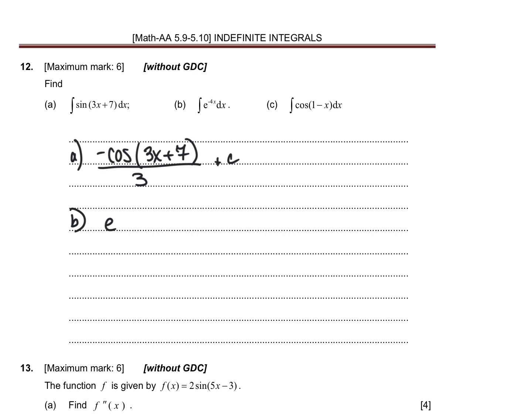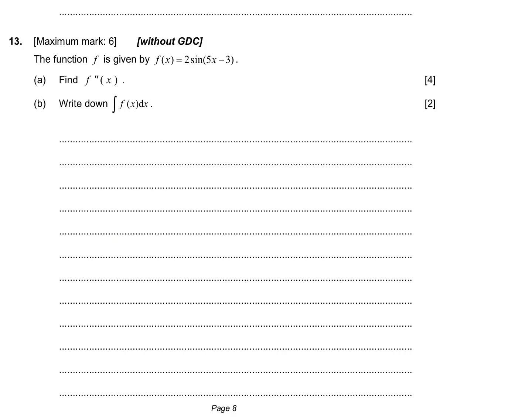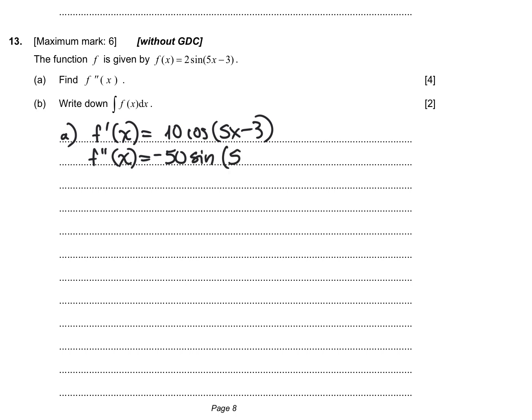For B, we have e to the negative 4x, divided by negative 4, plus c. And for c, we have sine of 1 minus x, divided by negative 1, plus c. All right, so we've got a function, and we want the second derivative. The first derivative is going to be 10 cosine 5x minus 3, and the second derivative is 50 negative sine 5x minus 3.